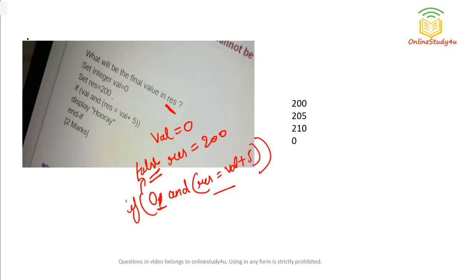Whatever the value was initially, that was 200. So res will remain as it is. So 200 will be the correct answer for this particular question.